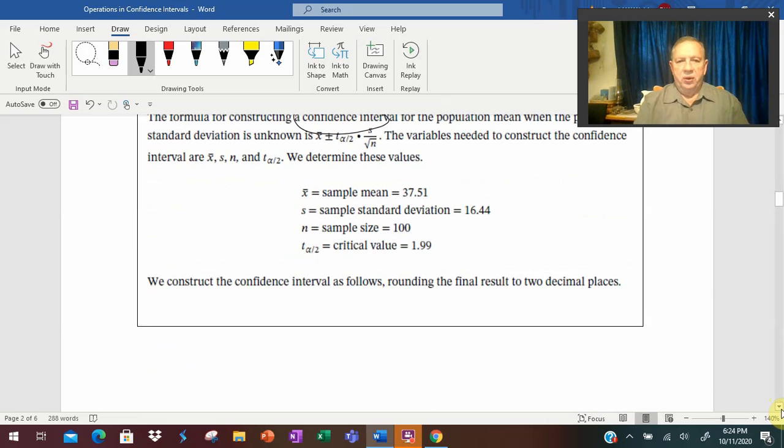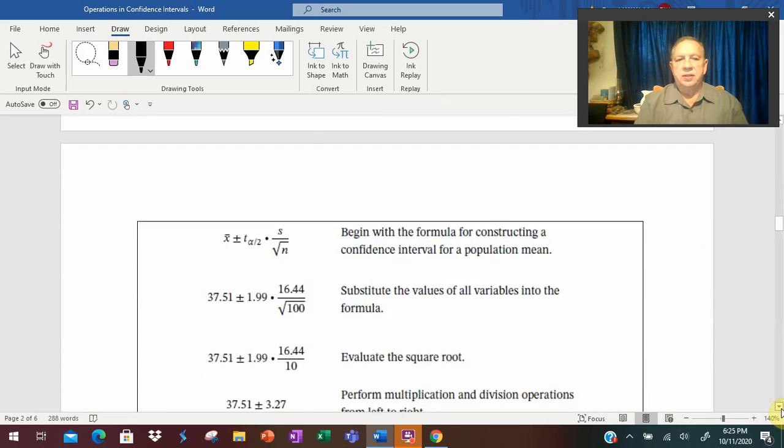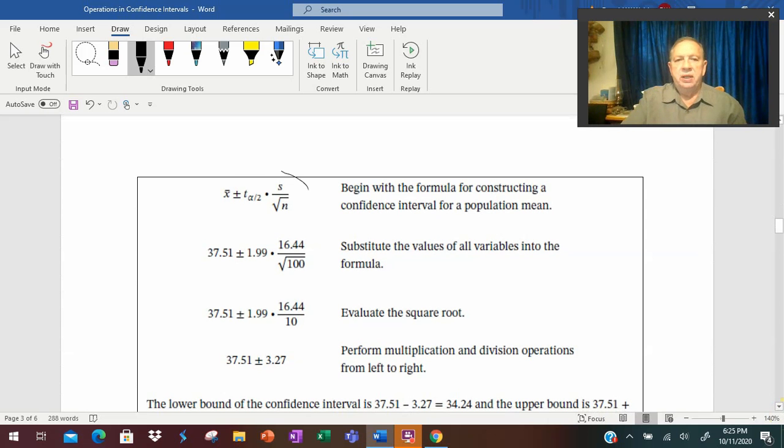So here we go. We're going to construct this and round it to 2 decimal places. Here's our fundamental formula. We always like to write that to let us know what path we're going down and what formula we're working with. Now the x bar is 37.51, plus or minus, and remember we'll do that addition and subtraction later, which keeps it compact, times 1.99. The sample standard deviation was 16.44, and then I'm going to do the square root of 100, and that's just going to be 10.